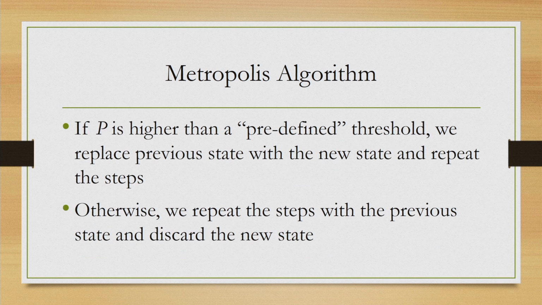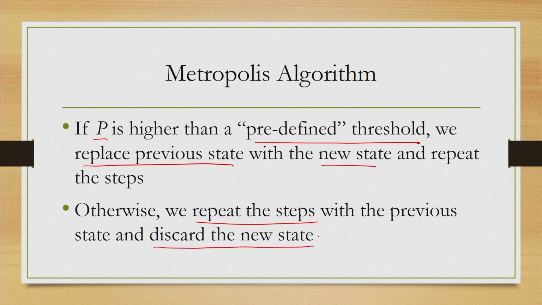Now, once we compute P, we compare that P value with a predefined threshold. If the computed P is higher than the threshold, then we replace the previous state with the new state and repeat the step. In case P is less than the predefined threshold, then we do not replace the state, we keep the previous state and repeat the steps. So, in that case we actually discard the new state.